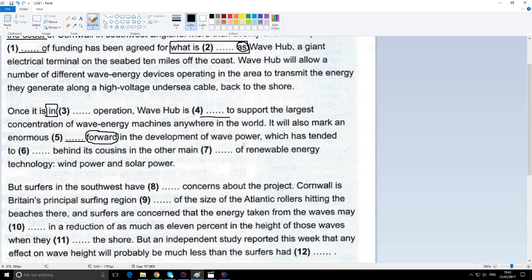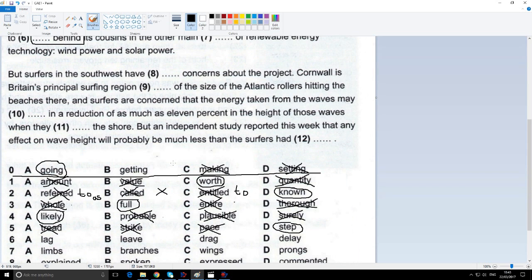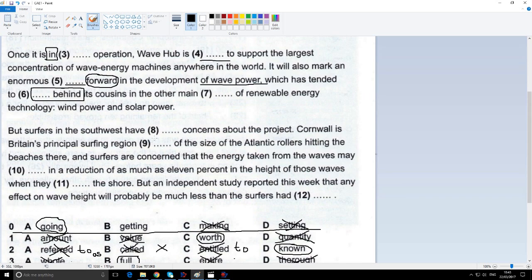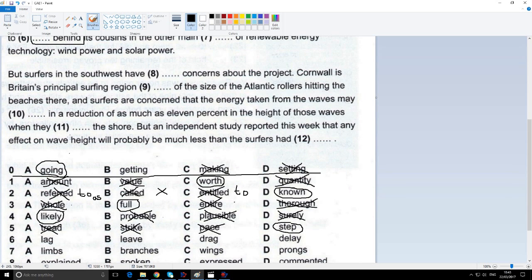Okay, next we've got a phrasal verb. It will also mark an enormous step forward in the development of wave power, and wave power has tended to something behind its cousins. Now here we've got a phrasal verb, because we've got to plus infinitive and then a preposition. So you should be able to recognise that we're definitely looking for a phrasal verb. So which of these verbs work with behind? Lag behind, leave behind, drag behind, delay behind. I hope you understand immediately that delay behind doesn't exist.